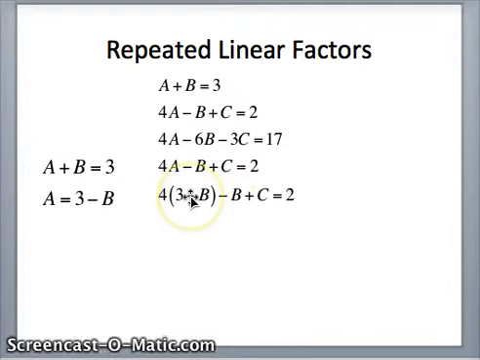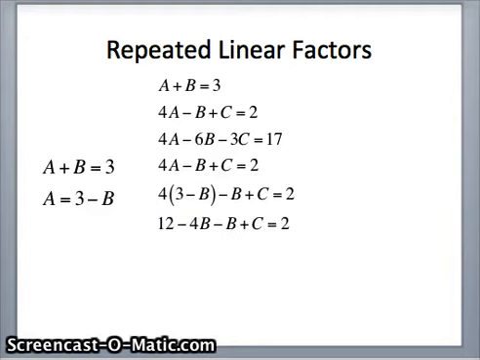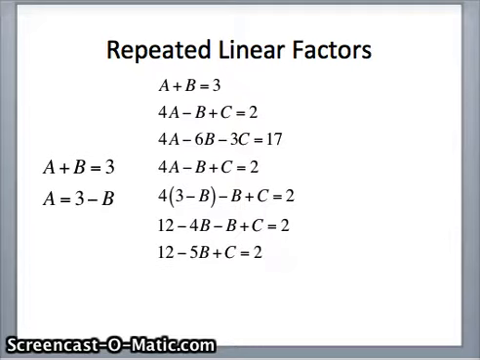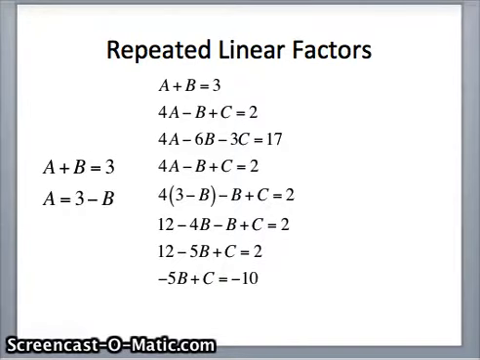Plugging in the A of 3 minus B, distributing: 12 minus 4B minus B plus C is 2. You'll notice negative 4B minus B is negative 5B. So you get 12 minus 5B plus C is 2. And then subtracting 12 from both sides, 2 subtract 12 will be negative 10. So now I have a resulting equation that is just in B and C.